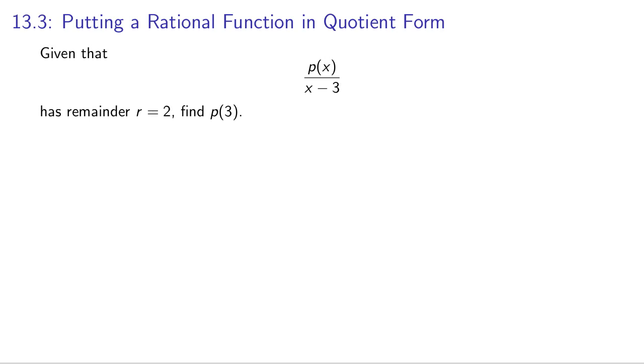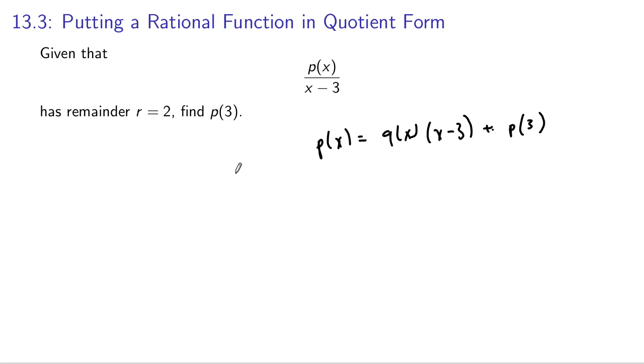Now let's do one more problem that uses the remainder theorem. Given that p of x divided by x minus 3 has a remainder of 2, find p of 3. Well, if the remainder had been 0, we would know p of 3 was 0. But if we remember the remainder theorem, it says that p of x would equal the quotient q of x, times x minus 3, plus this constant p of 3. So p of 3 is what we want to know.